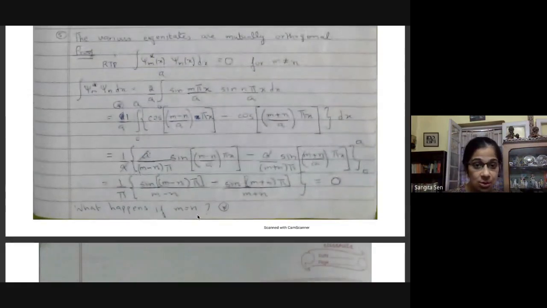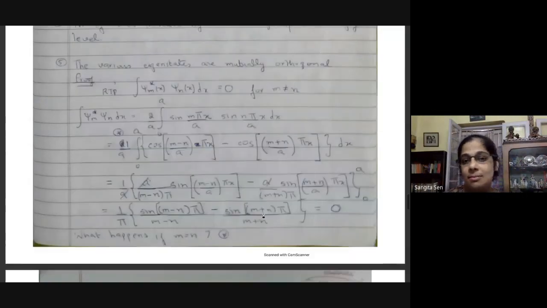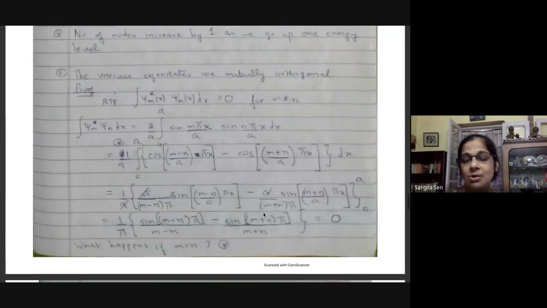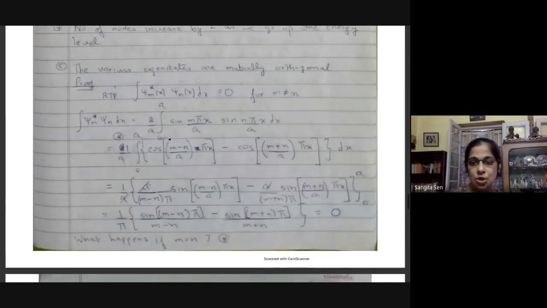So what happens if m is equal to n? Basically this argument fails because you have an m minus n at the bottom, and this term blows up, so you don't have a reasonable result from it. But anyhow, that was not our goal. Our goal was to show that the different eigenstates are mutually orthogonal, which we have proved.